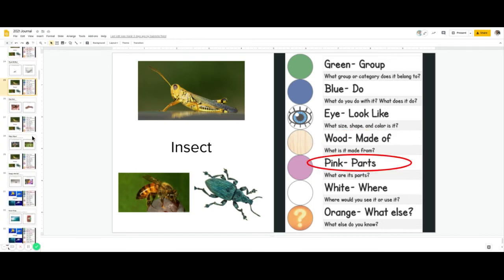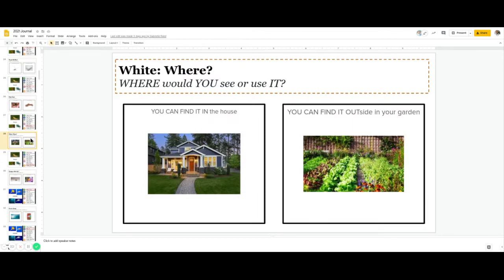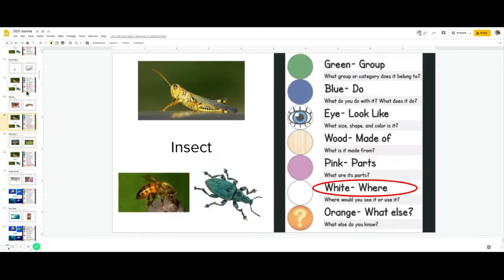All right, you guys. So next we have pink, and pink is parts. So what parts does an insect have? So look at these insects. What parts do they have? What are coming off their heads? Do they have the same amount of arms and legs like a human does? What part does a bee have? Maybe on the back of its tail. Think about that as you answer the questions.